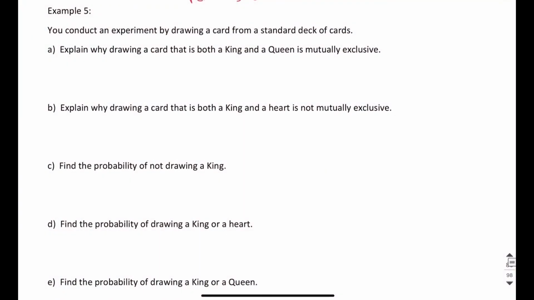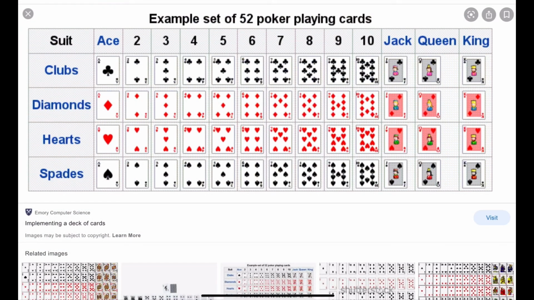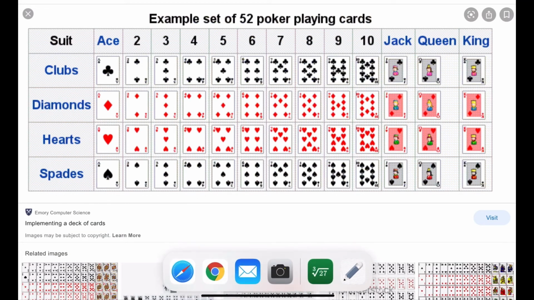The first is to explain why drawing a card that is both a king and a queen is mutually exclusive. The reason is that you cannot draw a card that is both a king and queen. If you look at our standard deck, you notice that our standard deck only has either queens or kings. There are no cards that are both a king and a queen.